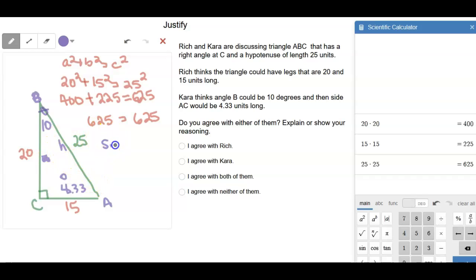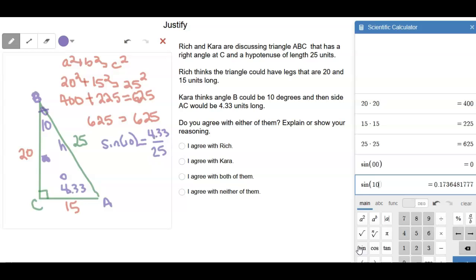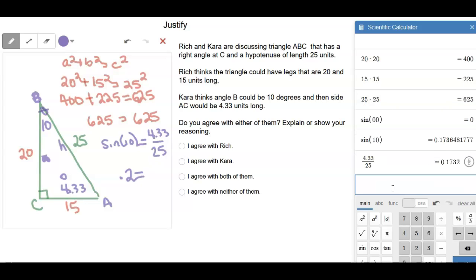So I would need to use the sine of 10 is equal to the opposite over the hypotenuse. So again, we're just checking to see if these two sides are going to be equal to each other. So the opposite is 4.33 and the hypotenuse is 25. So if we do the sine of 10, we get approximately 0.2. We're going to round to the nearest tenth. And if we do the same thing over here to see if these two sides are equal, if we take 4.33 divided by 25, you can see that those are in fact about the same. So both of these two people, Kara and Rich, are correct.